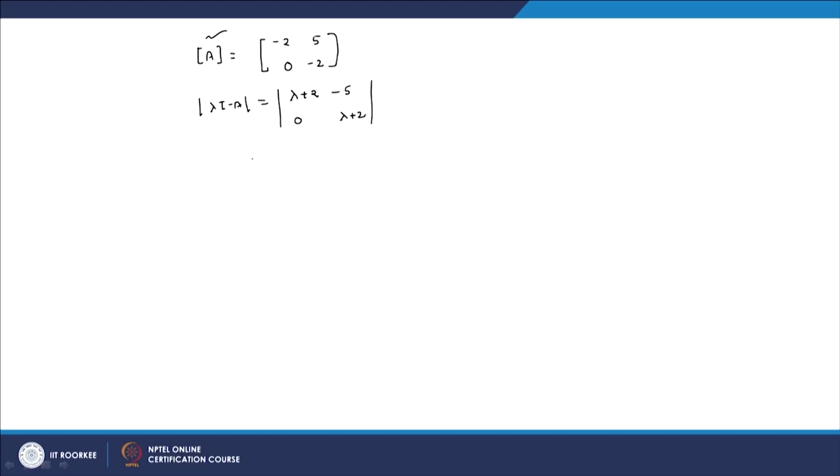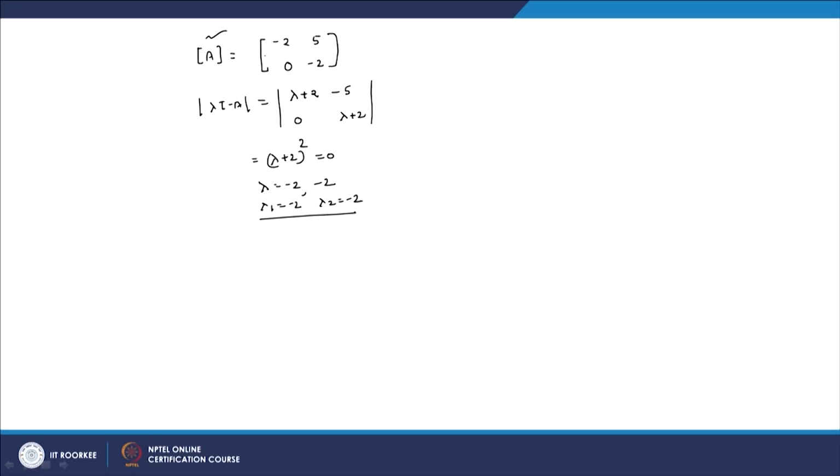So, after solving this, you will get (lambda + 2)^2 = 0, that means lambda = -2 and -2. That means we can say that lambda 1 equals -2, lambda 2 equals -2. Now, this system is stable.